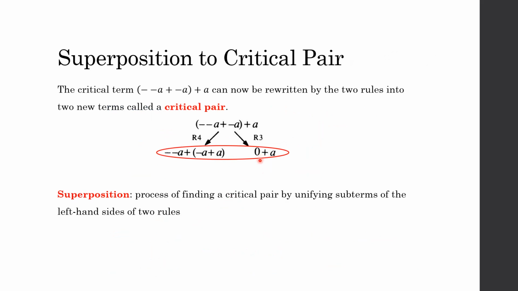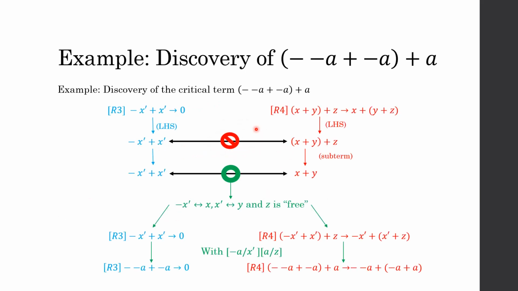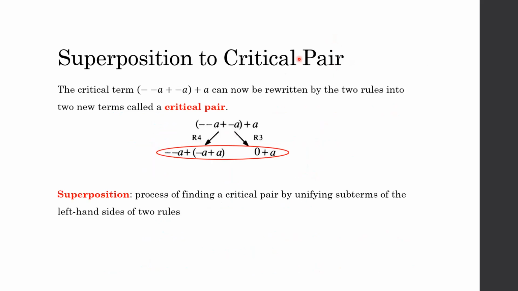These two terms we call the critical pair. So this is the critical term, and this is the critical pair with respect to this critical term. Superposition is the process of finding a critical pair by unifying subterms. The whole term itself is considered a subterm as well. By the way, these are subterms of the left-hand sides of two rules. The whole process that I went through just now, but without specifying the a, is superposition.